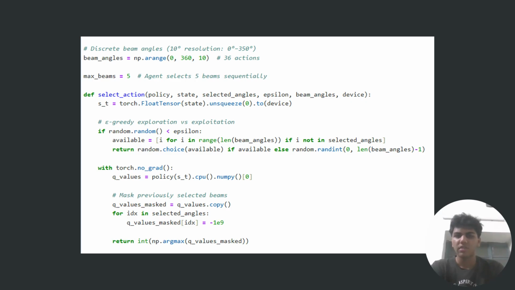So this logic ensures three things. The agent respects clinical constraints, with no repeated beam angles. It balances exploration and exploitation during training, and it selects the beams sequentially, mimicking real treatment planning decisions.